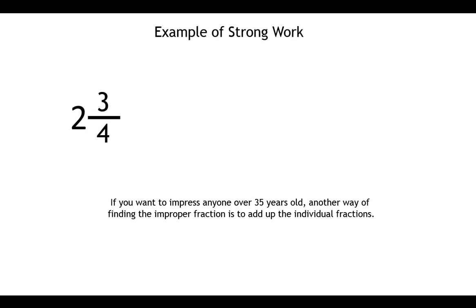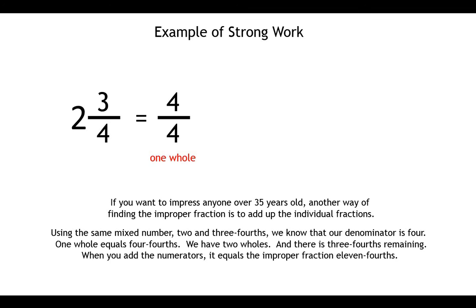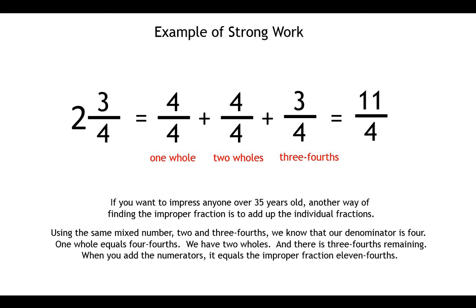If you want to impress anyone over 35 years old, another way of finding the improper fraction is to add up the individual fractions. Using the same mixed number, 2 3/4, we know that our denominator is 4. 1 whole equals 4/4. We have 2 wholes, and there is 3/4 remaining. When you add the numerators, it equals the improper fraction 11/4.